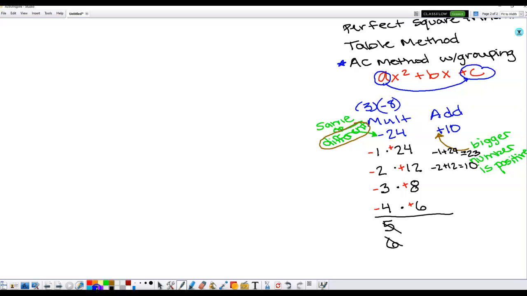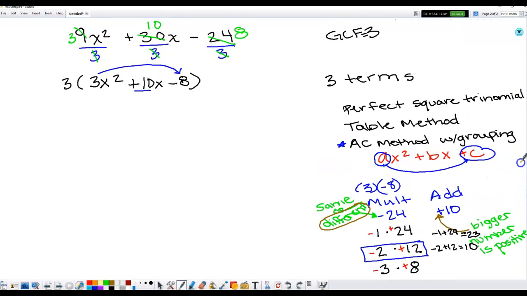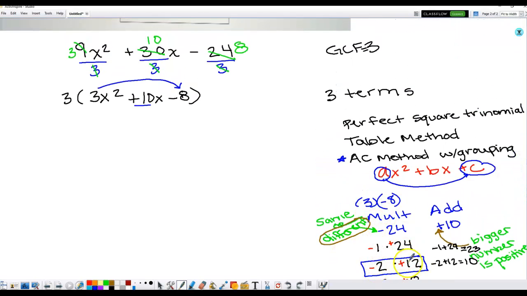I've found the pair that when I multiply, I get -24. When I add, I get positive 10. With the AC method and grouping, I am not done. I now take my winning pair and turn this 3-term polynomial into a 4-term polynomial so that I can factor by grouping. I do that by splitting the middle term.